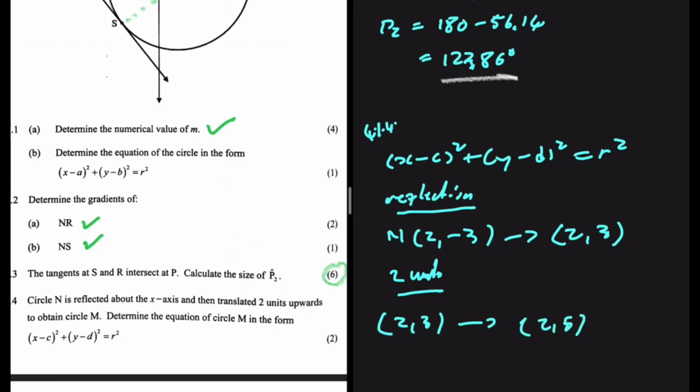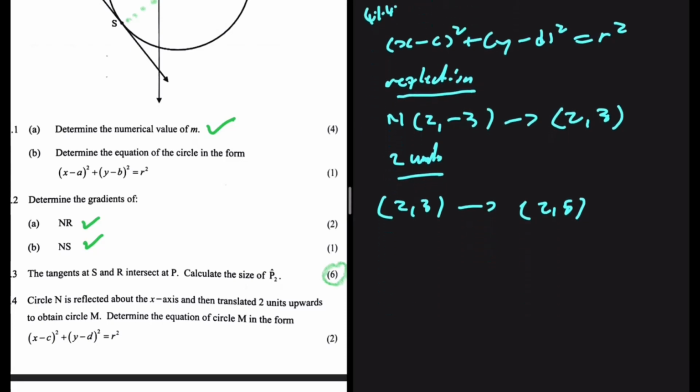If we moved 2 units upwards before the reflection about the x-axis, we were going to have 2 and minus 1. But we're reflecting about the x-axis first before our translation. Hence, we have 2 and 5 as the coordinates of our center. Now, let's just conclude by setting up our equation. We have x minus 2 squared plus y minus 5 squared being equal to r squared. Nothing was said about the radius, so I'm assuming it's still the same, 289.